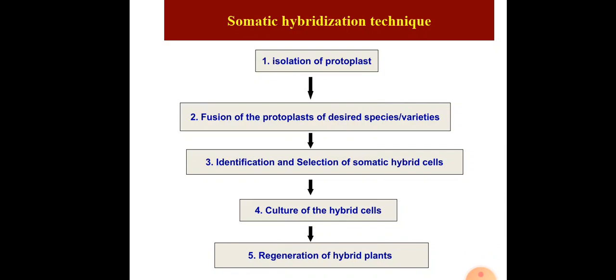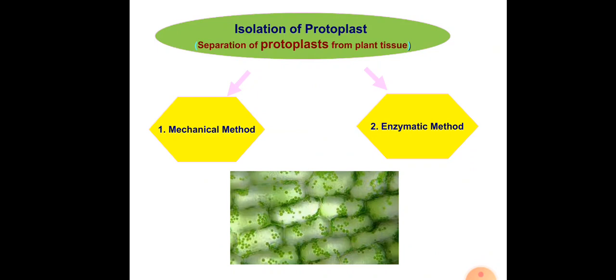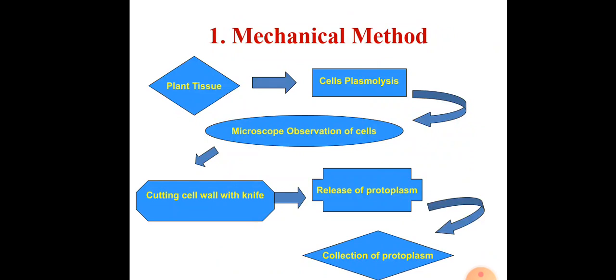In the next slide, the first step is isolation of the protoplast, and it is done by two different methods, one is the mechanical method and the other is the enzymatic method. In the mechanical method of isolating the protoplast, we take plant tissues, and this plant tissue is allowed to undergo cell plasmolysis.